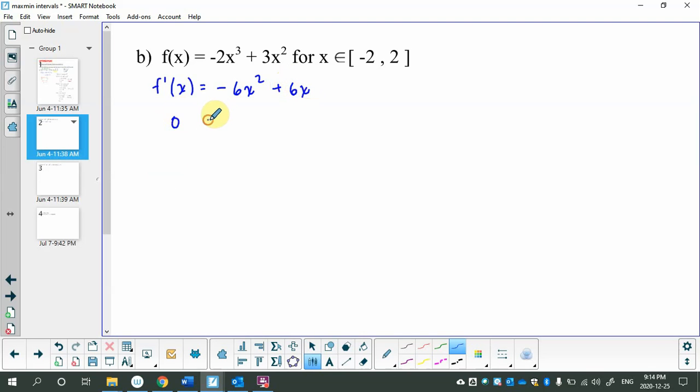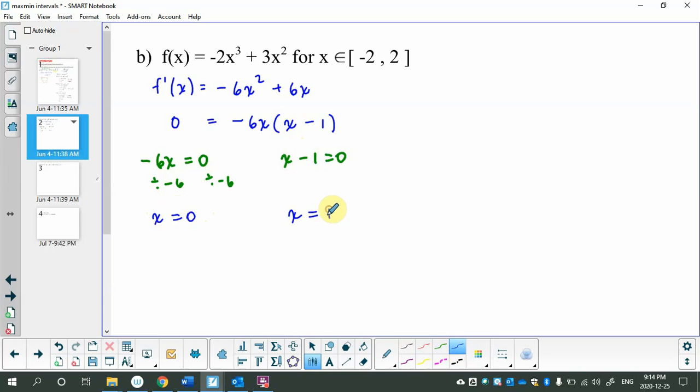So I'm going to put a 0 here. And because I can, I'm going to factor out a -6x, leaving behind an x for -6x squared and a -1 for +6x. Then I'm going to dig out the green pen that some of you might still be annoyed by to show my work. And I end up with an x value of 0 and an x value of 1.